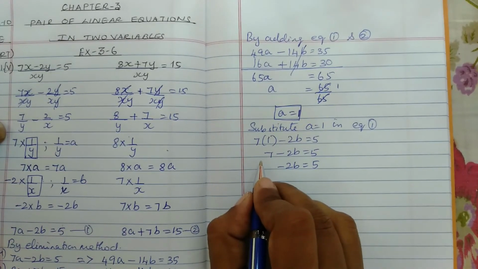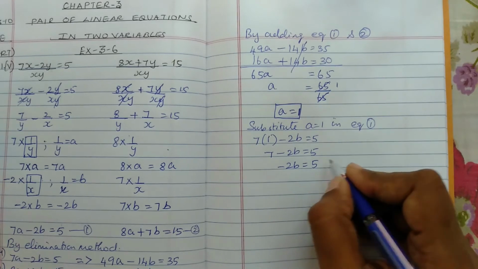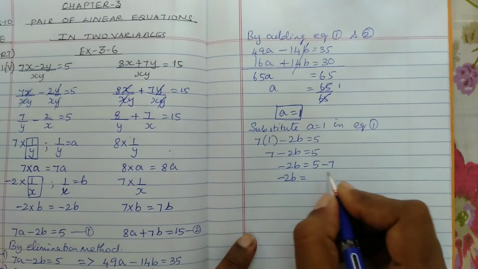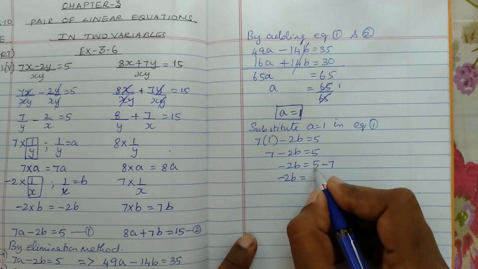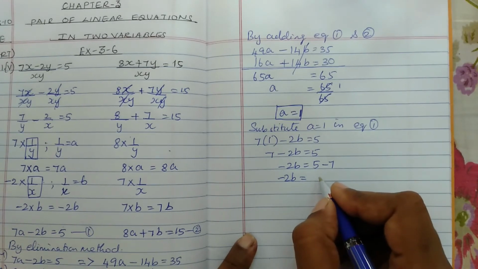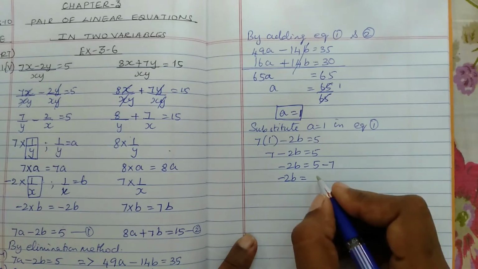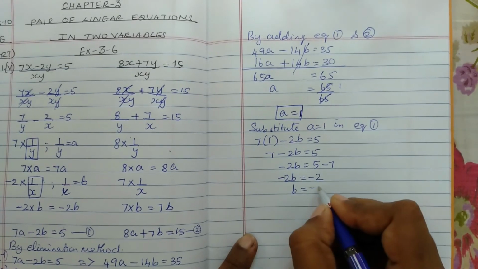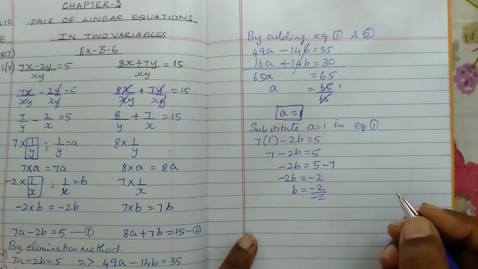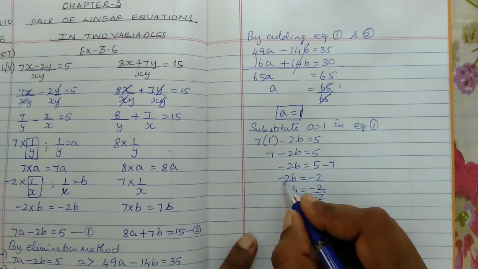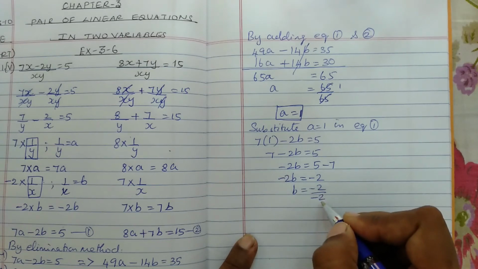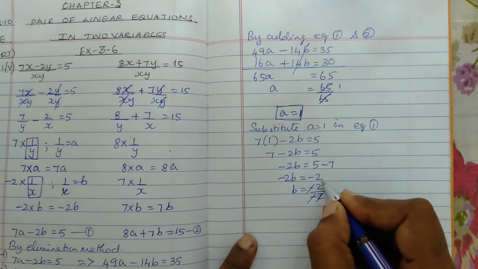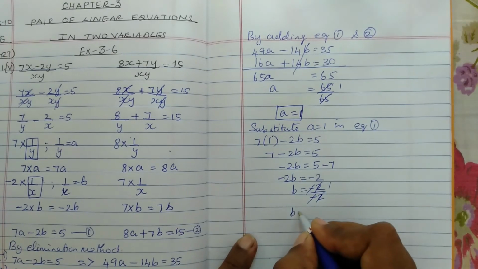Then this 7 from your left hand side will move to your right hand side, becomes minus 7. Now minus 2b is equal to 5 minus 7 is 2, and we take the sign from the greater value, so minus 2. So your b is equal to minus 2 divided by minus 2, right? Because 2 is a multiple here, so when it moves to your right hand side, it becomes a divisor. Now you have minus and minus, you can cancel, so this 2 goes one time, so your b is equal to 1.